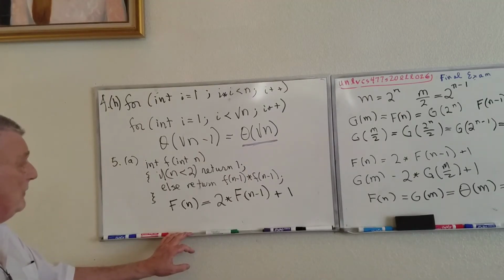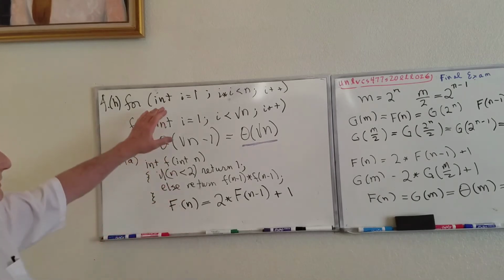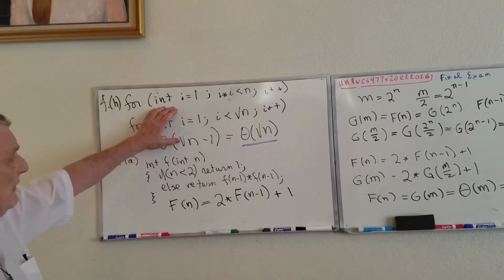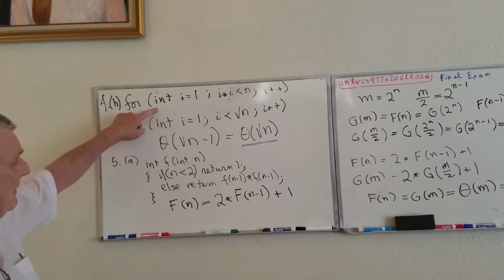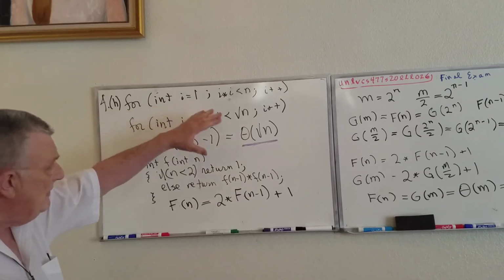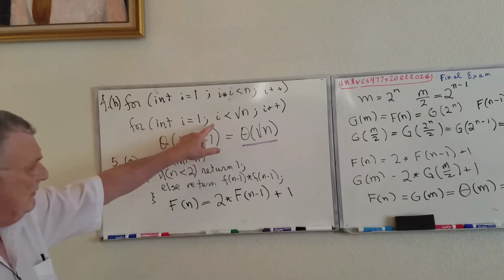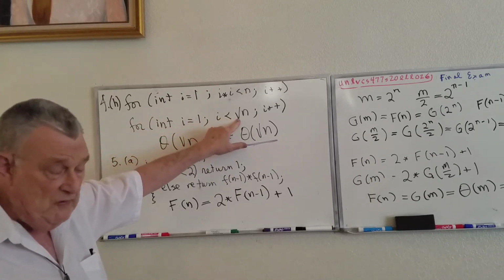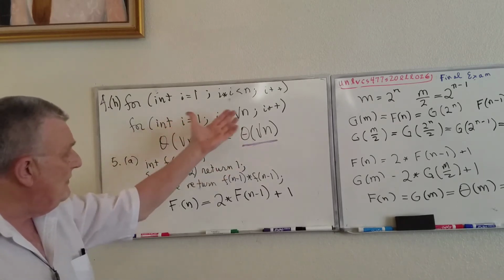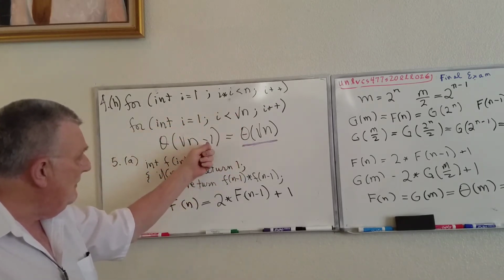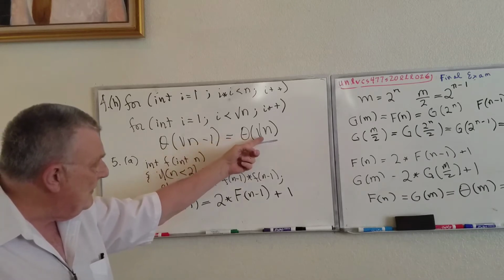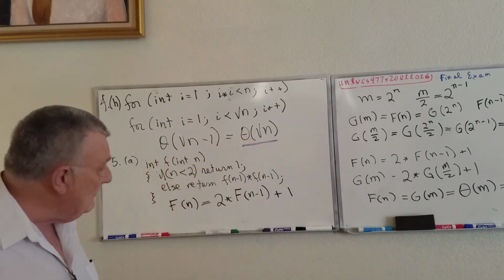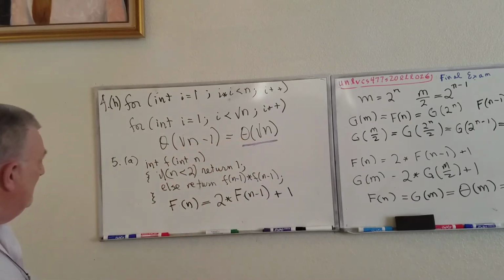All right, let's do 4H then. We start with the problem here. It actually is only one line. And i squared is less than n. But now we can replace that by the condition that i is less than square root of n, which means that i is going from 1 to the square root of n. So it's theta of the square root of n minus 1, which is theta of the square root of n. That's the answer.